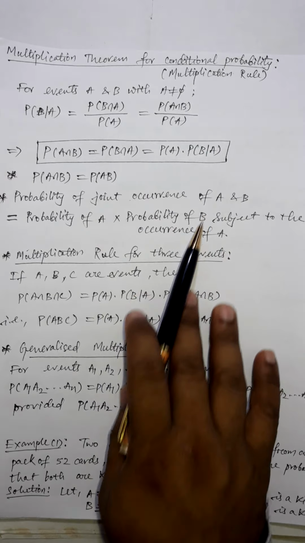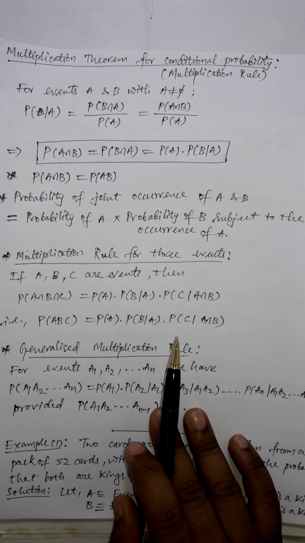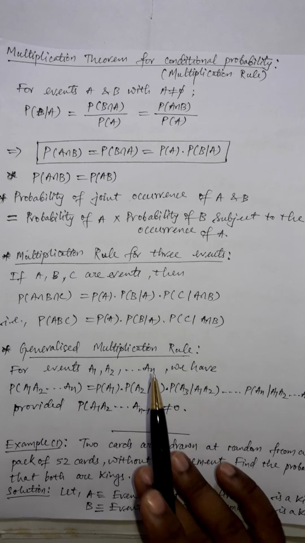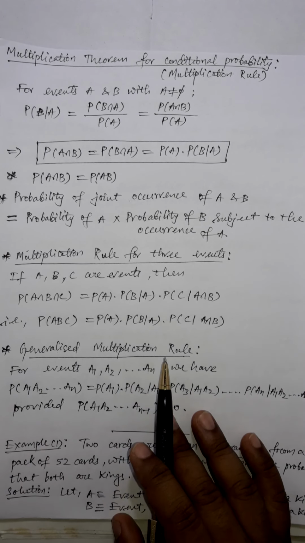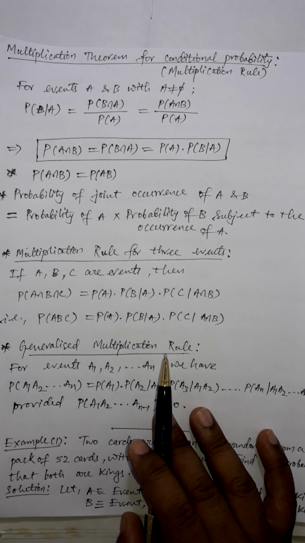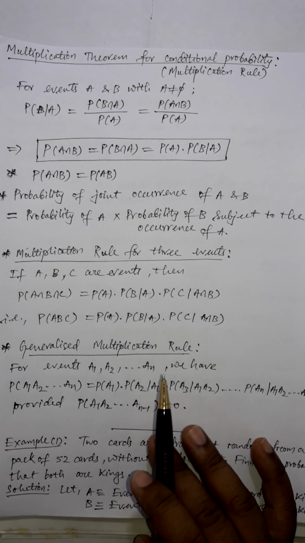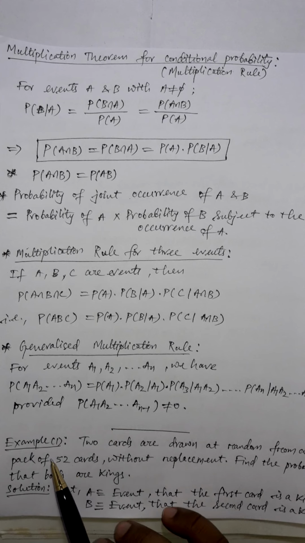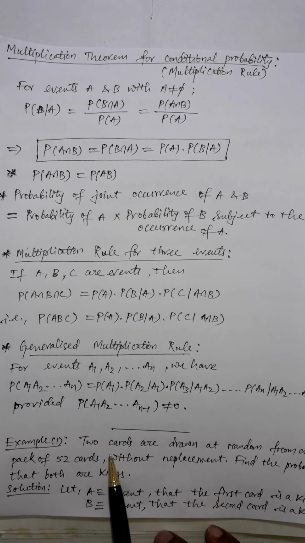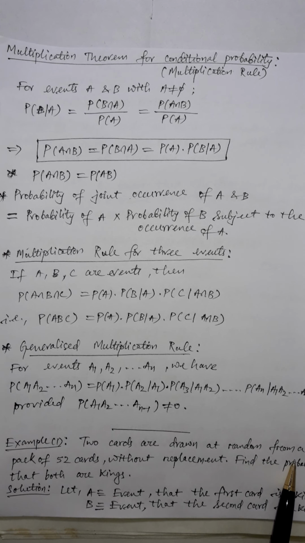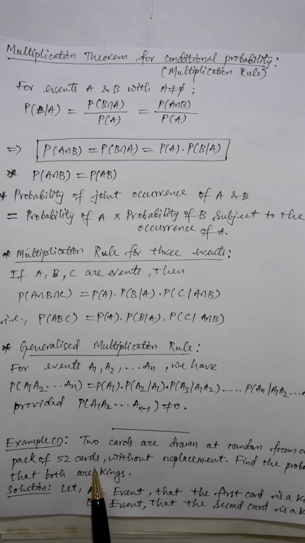Now, this is the whole theory of our multiplication rule for conditional probability. To know more about it, let's discuss a few problems on it, which will make us more clear about it. Now, example 1, where the question says: 2 cards are drawn at random from a pack of 52 cards.